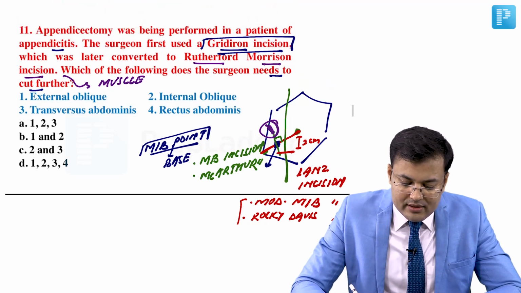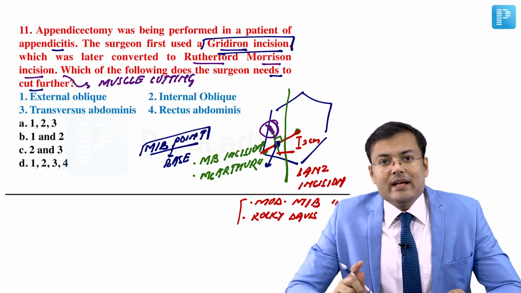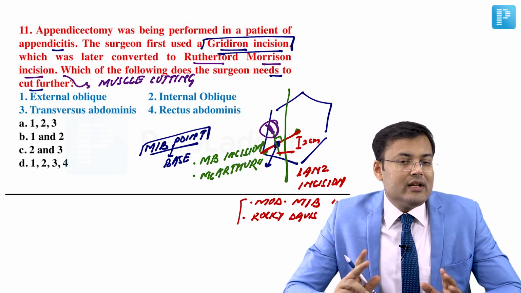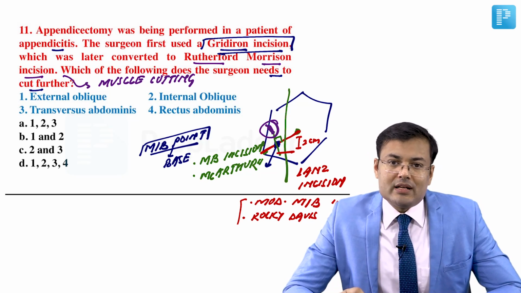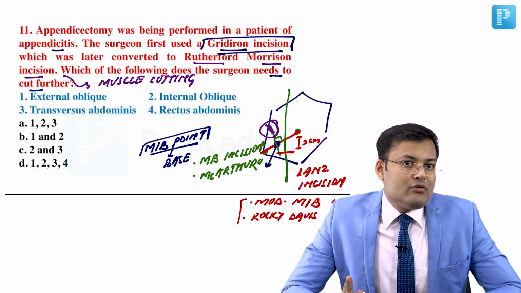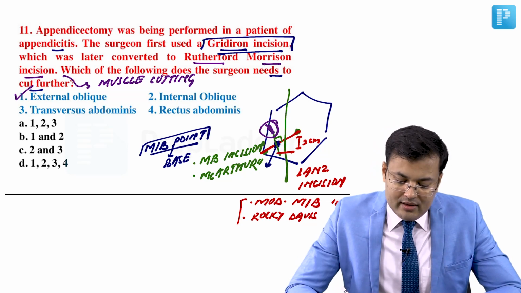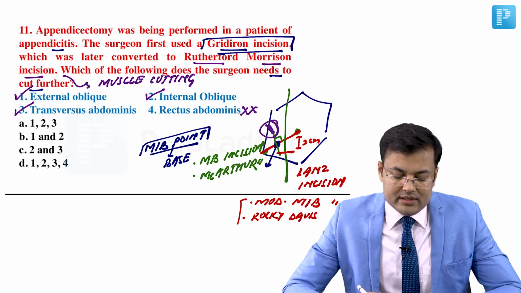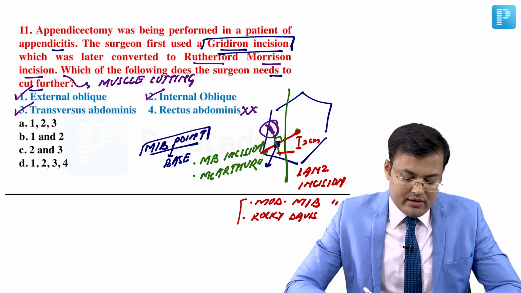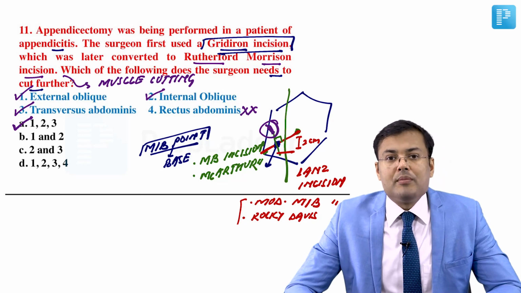So Rutherford-Morrison incision is a muscle cutting incision. It is going to divide the external oblique and conjoint tendon, and you know that the conjoint tendon is formed by the internal oblique and transversus abdominis. So we have to cut external oblique, internal oblique and transversus abdominis, not the rectus abdominis. So the correct answer is 1, 2, 3. So the correct option is option A.